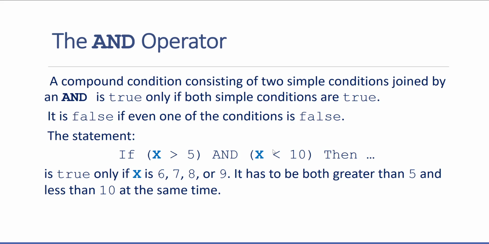So you're looking at really 3 different evaluations, right? Is this one true? Yes. And is this one true? Yes. Well, then if they're both true, this whole evaluation, this whole if condition will be true.